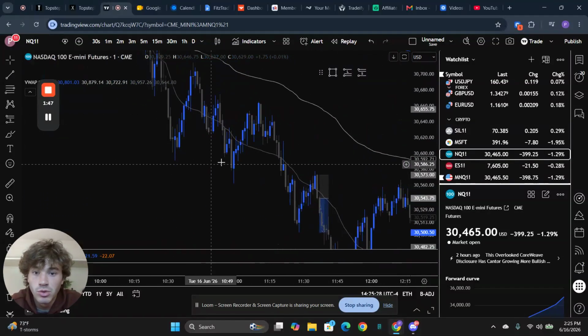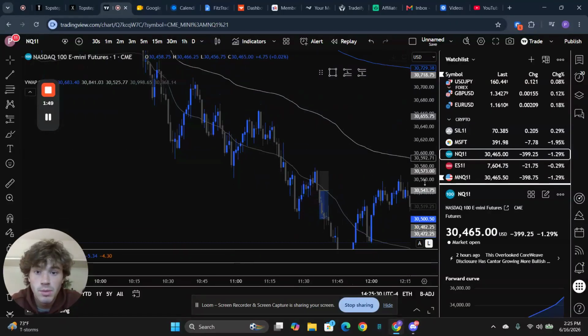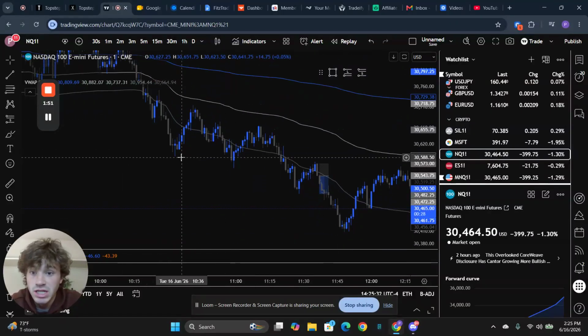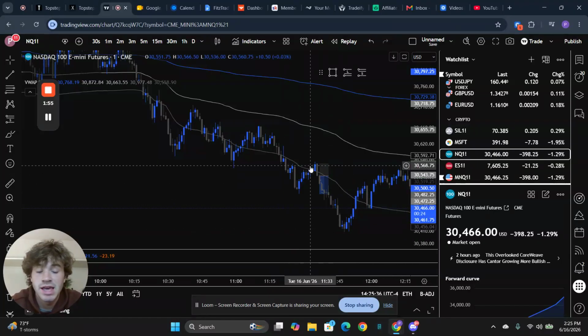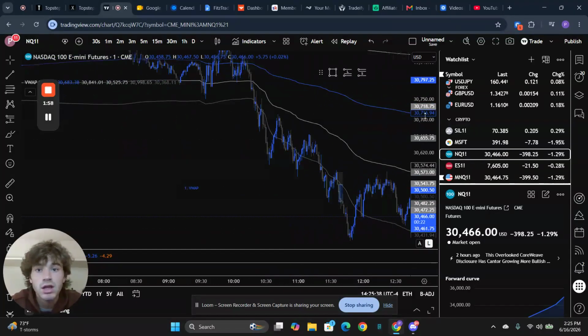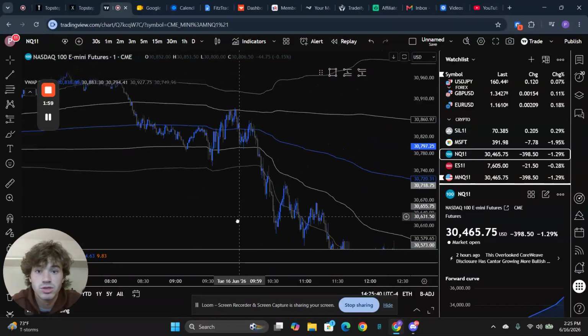Look, we make a lower low below the second lower band. We do it here, we do it here, we do it here again. So I'm anticipating that that's what's going to happen. But the VWAP is just an excellent confluence to use, right?